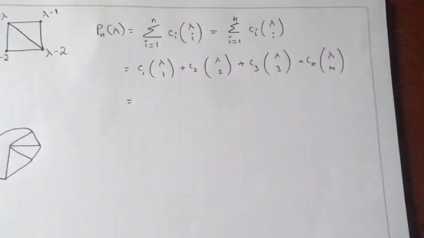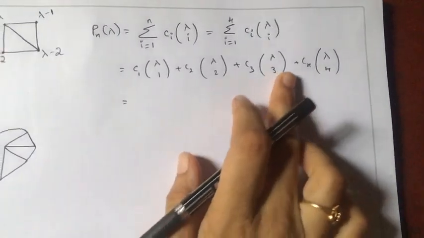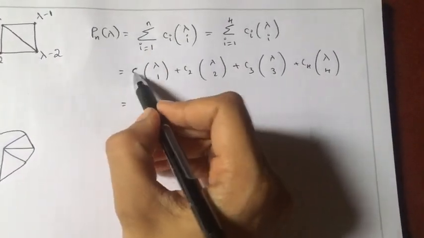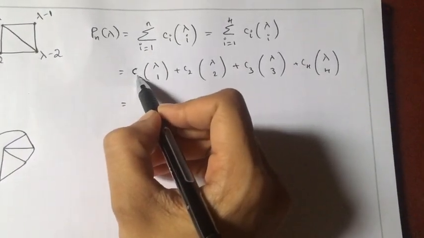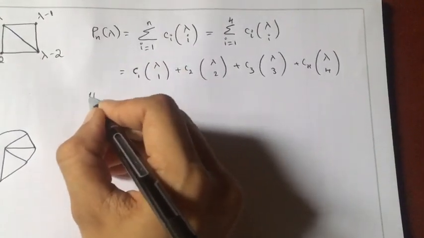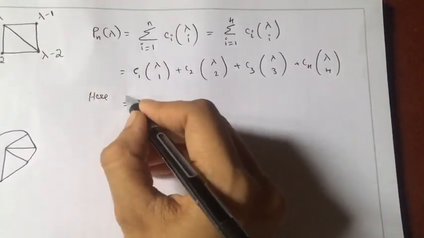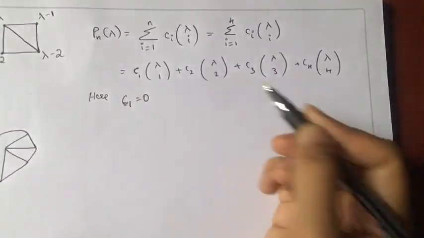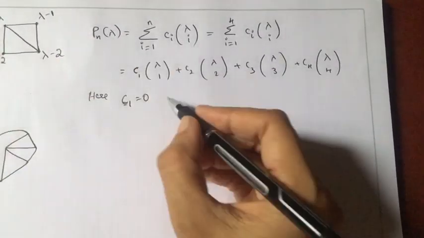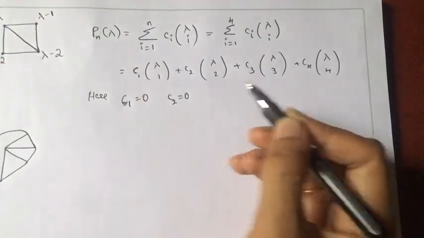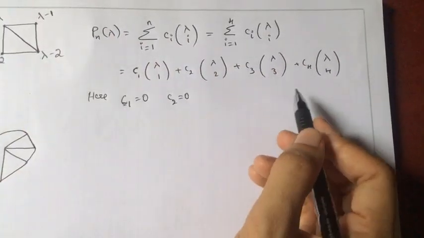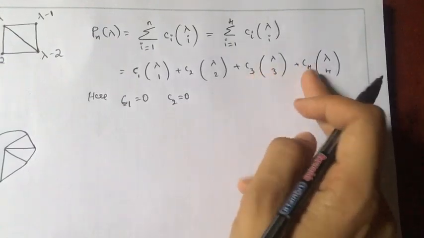So I have to evaluate c1, c2, c3, c4. Now c1 is nothing but the number of ways of coloring using one color. So that is not possible. Therefore c1 will be 0. For this graph c1 is 0. And using two colors, I cannot color it with two colors. So c2 is 0. Coloring means proper coloring, okay? So c2 will be 0. And I have to evaluate c3 and c4.